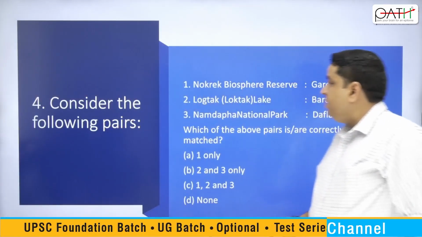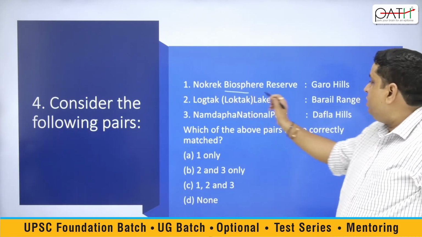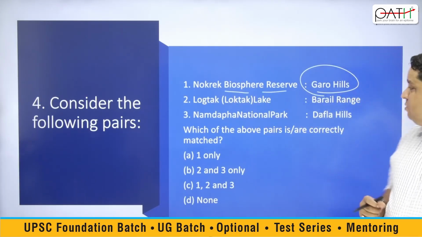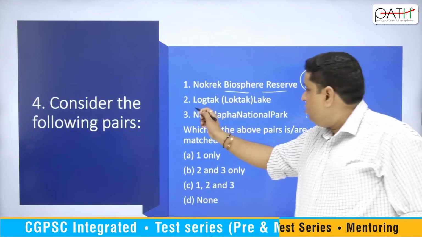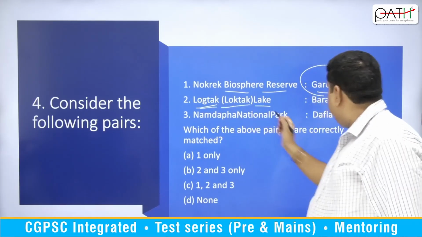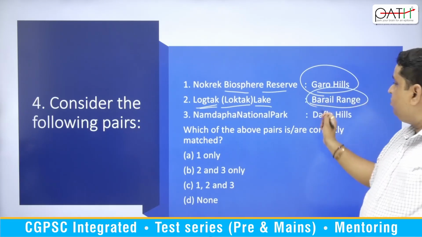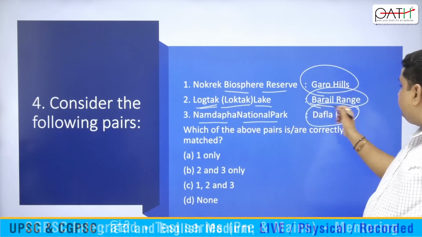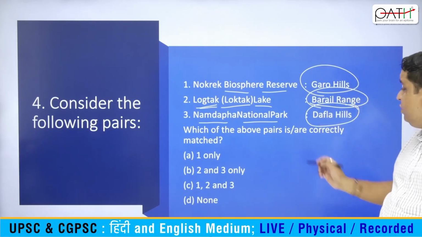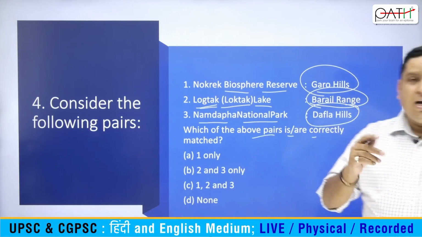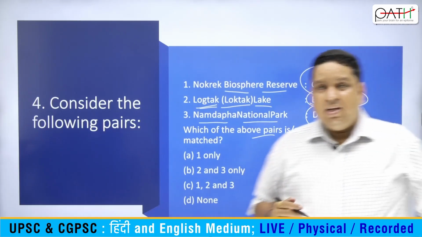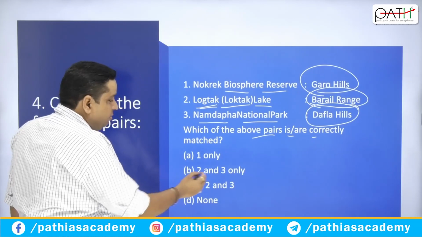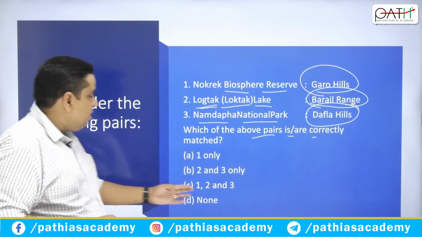Consider the following pairs. Nokrek Biosphere Reserve, Garo Hills. Then we have Loktak Lake, Barrel Range. Namdapha National Park, Dafla Hills. So this is the question. Now they are asking which of the above pairs is correctly matched. Option A, 1 only; option B, 2 and 3 only; option C, 1, 2 and 3; and option D, none.